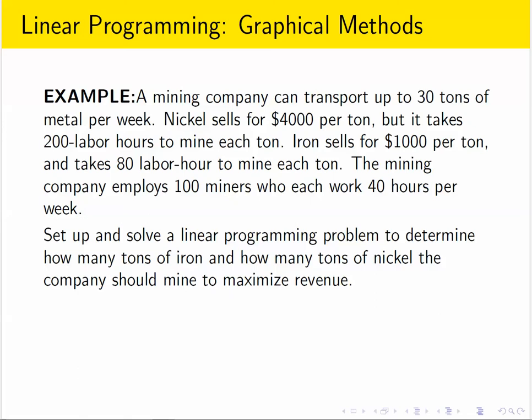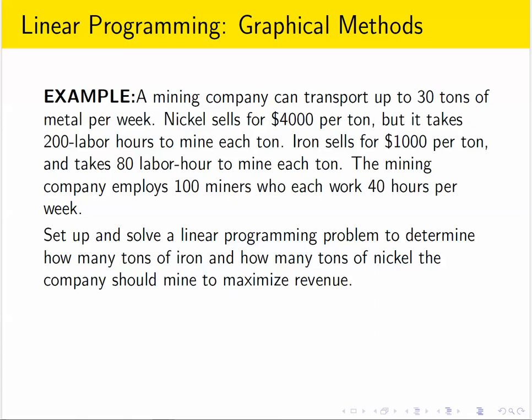Now, nickel and iron weigh different amounts and are worth different amounts. And so it turns out that the nickel that this company mines can be sold for $4,000 per ton, but it takes 200 labor hours to mine each ton. So by labor hour, for example, if 2 people each work an 8-hour day, we would call that 16 labor hours.